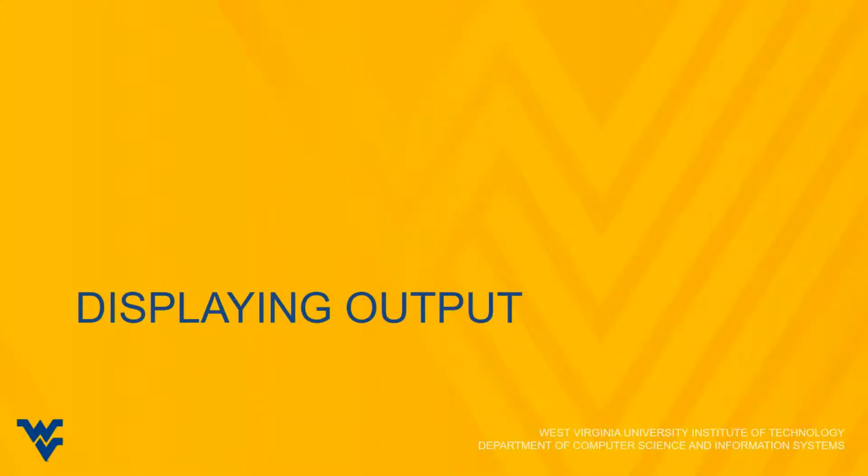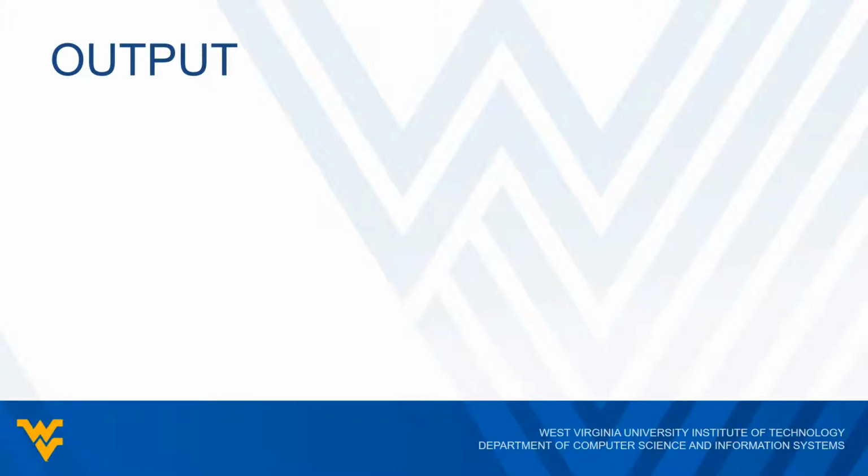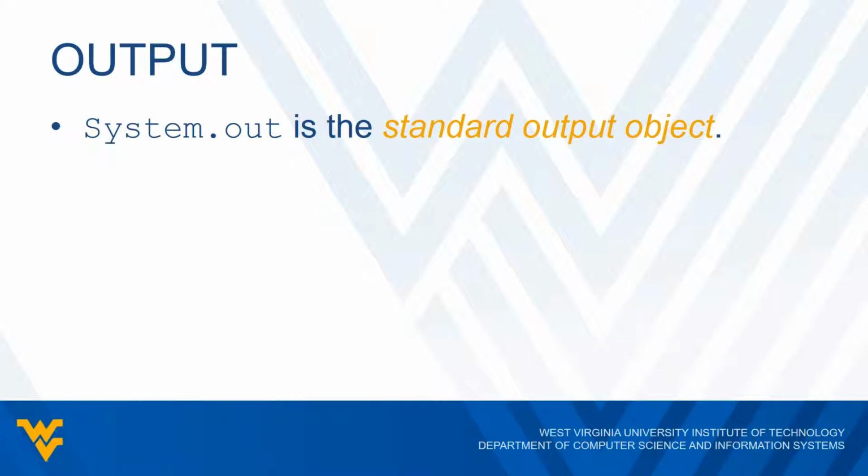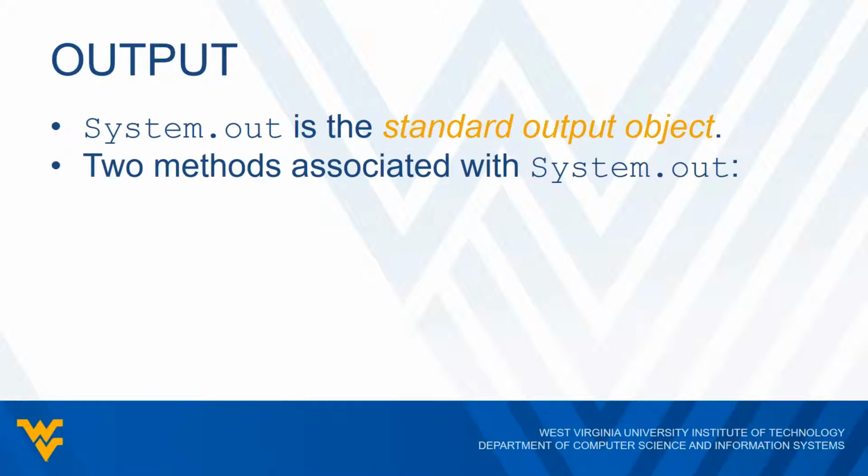Let's now take a look at a couple of ways that we can handle output. As we said before, System.out is what's considered our standard output object. Just as System.in is our standard input object by using the keyboard, System.out is our standard output for printing stuff to our screen or our monitor or terminal or some variation of that. Now there are two methods normally associated with System.out.